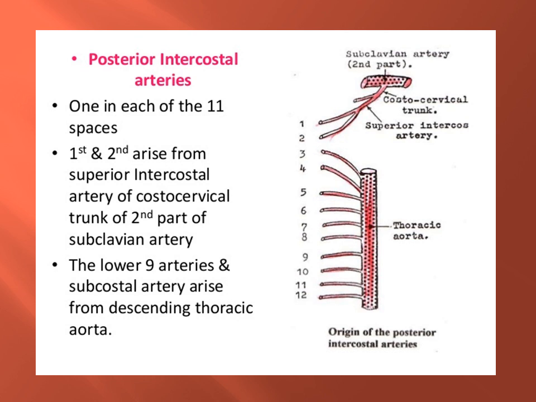So one posterior intercostal artery supplies each of the upper 11 spaces. First and second arise from the superior intercostal artery, which is the branch of costocervical trunk, and the costocervical trunk is the branch of second part of subclavian artery. The lower 9 arteries and the subcostal artery arise from the descending thoracic aorta.